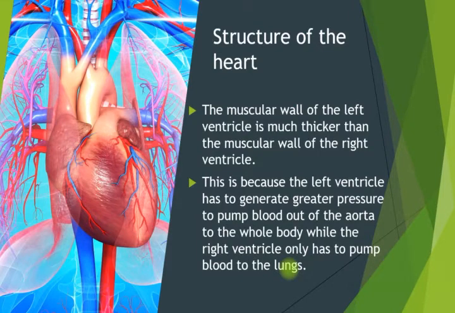Compared to the right ventricle, it just has to pump the blood out to the lungs, right? So the right ventricle has no need for a greater pressure, but the left ventricle needs a greater pressure, because it has to pump the blood out of the aorta to the whole body. Alright, so that is the reason.